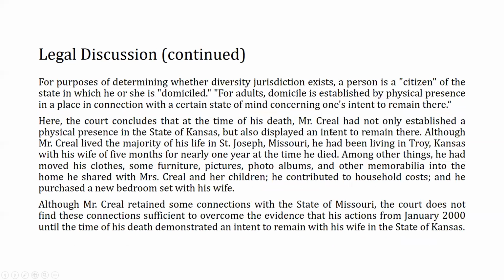And the legal discussion continues to tell us that for purposes of determining whether diversity jurisdiction exists, a person is a, quote, citizen, unquote, of the state in which he or she is domiciled. For adults, domicile is established by physical presence in a place in connection with a certain state of mind concerning one's intent to remain there. Okay, so domicile requires physical presence and an intent to remain.